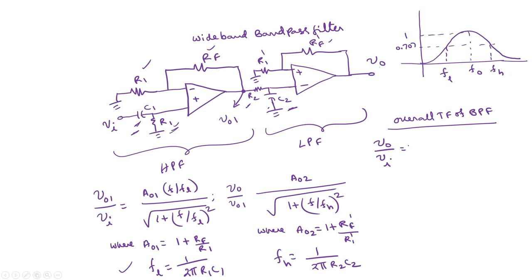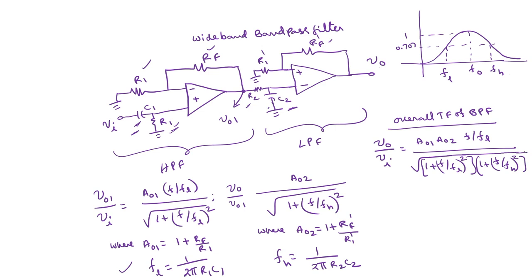This is equal to A01 A02 F by FL divided by square root of 1 plus F by FL whole square, into square root of, or you can multiply here inside itself, 1 plus F by FH whole square. This is how you can design the wide band pass filter.